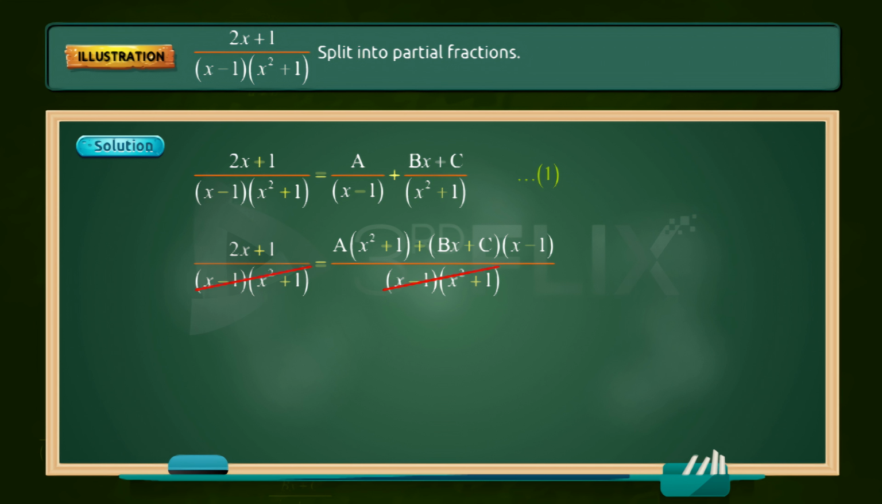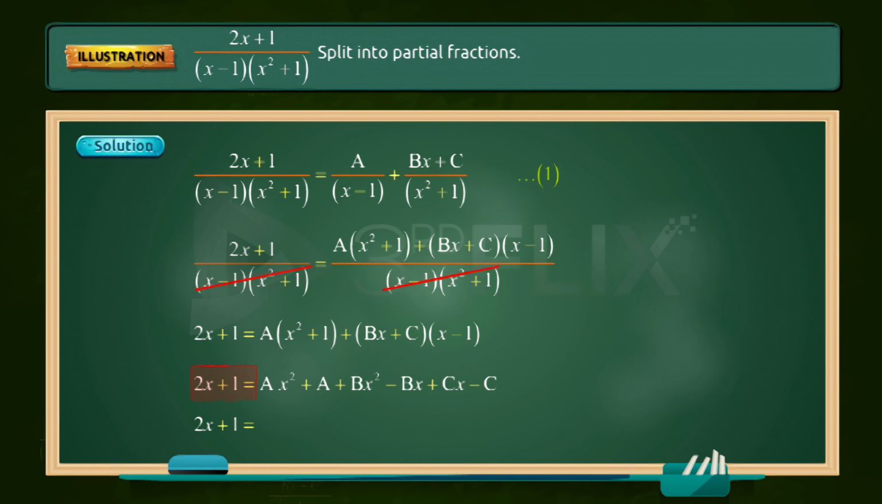Eliminate the denominators and write down the numerators. On LHS, 2x plus 1. On RHS, A into x square plus 1 is written as A into x square plus A. Bx plus C into x minus 1 is written as Bx square minus Bx plus Cx minus C. On combining x square coefficients, x coefficients and constant terms together, we get 2x plus 1 is equal to A plus B into x square plus minus B plus C into x plus A minus C.